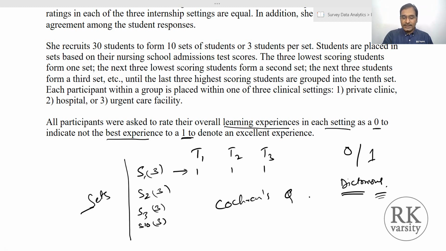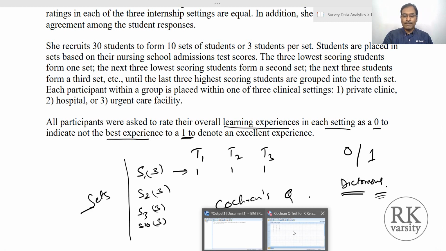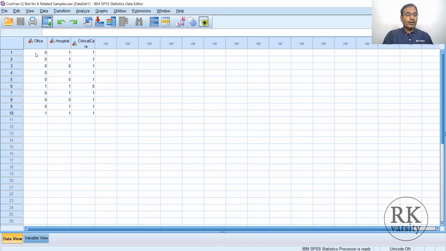Now here is the data for Cochran's Q test. Three treatments: one is office, second is hospital, third is critical care. In the sense that from each set, each individual is sent to an internship in these three different settings.